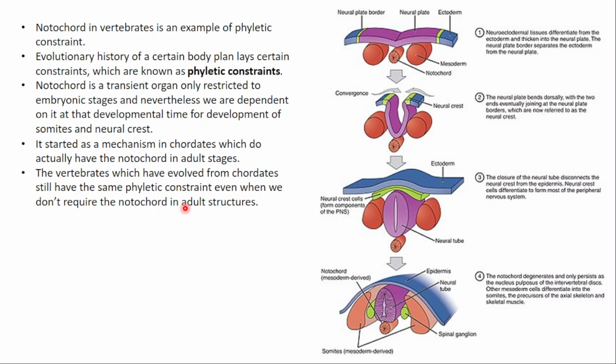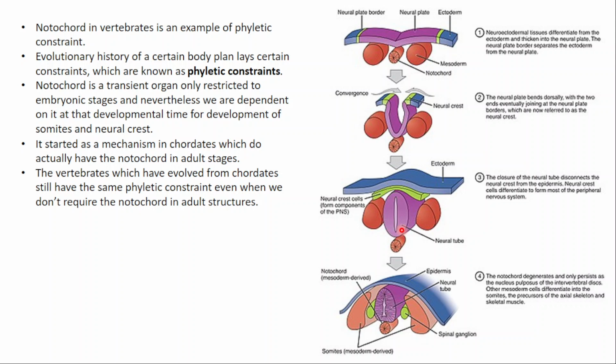Even if it is not present in the adult structure, it will still use the notochord in the embryonic structure to form somites and neural crest. And here is a representation of where the notochord is and how it induces the neural crest cells, also causing the neural tube formation. So this is an example of a phyletic constraint, the notochord in vertebrates.